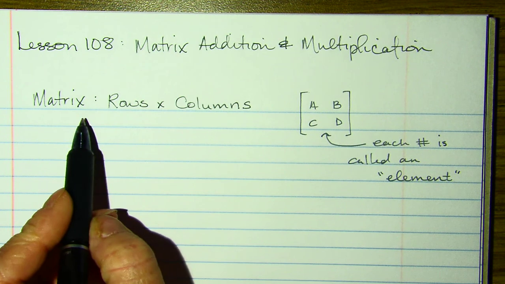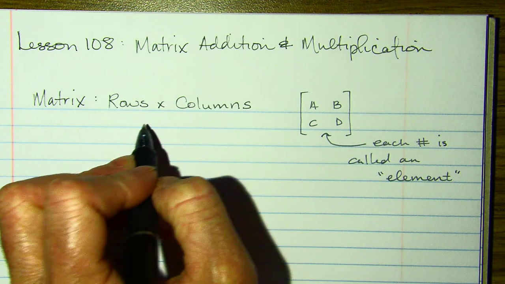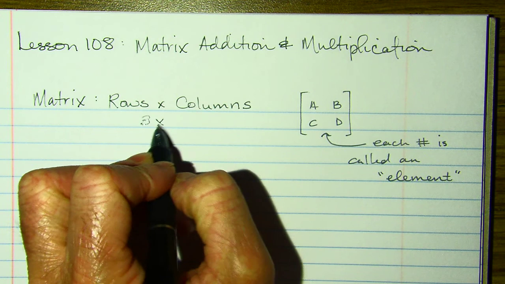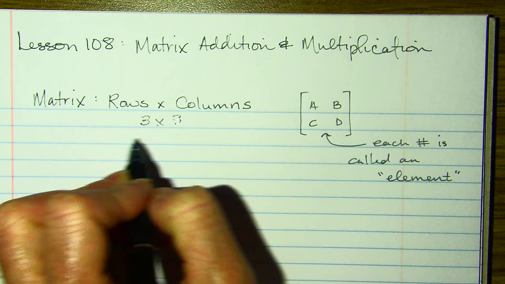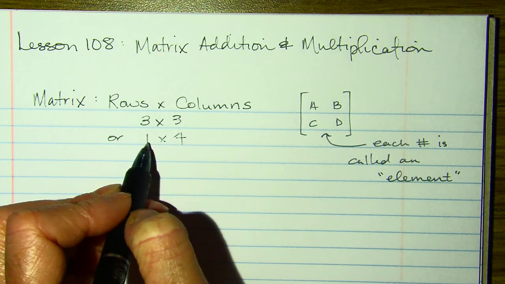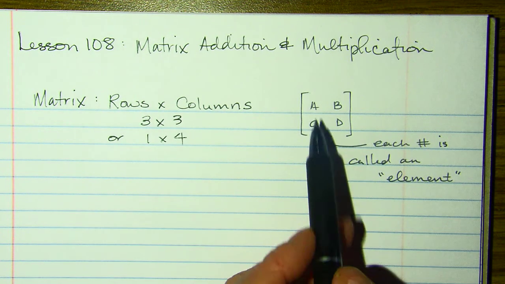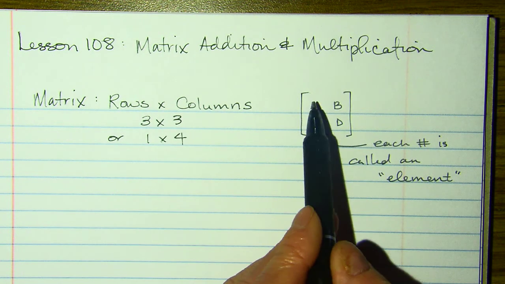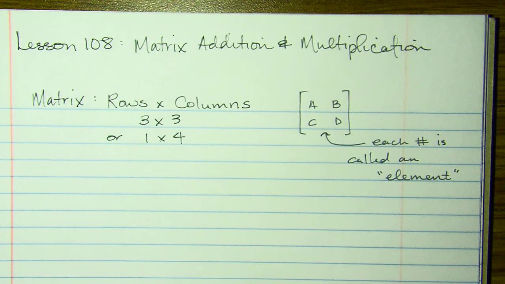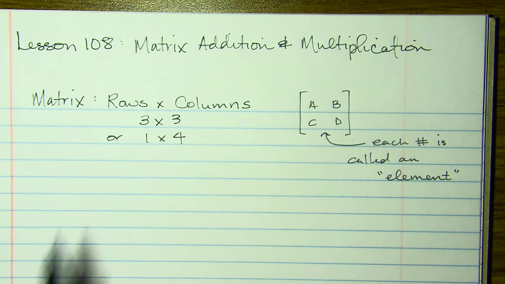A matrix is named by its rows and then its columns. So for example, a 3 by 3 or a 1 by 4. The first number represents our rows. The second number represents our columns. Also, in a matrix, we call each number inside an element. So this would be an element, element, element, and so on.